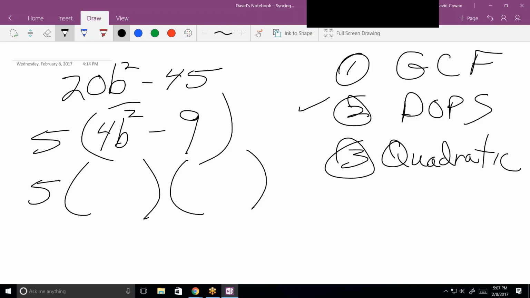And the first term, the square root of that is what? 2b. Square root of this is what? 3. Always put the negative as the first one. What's the second part?